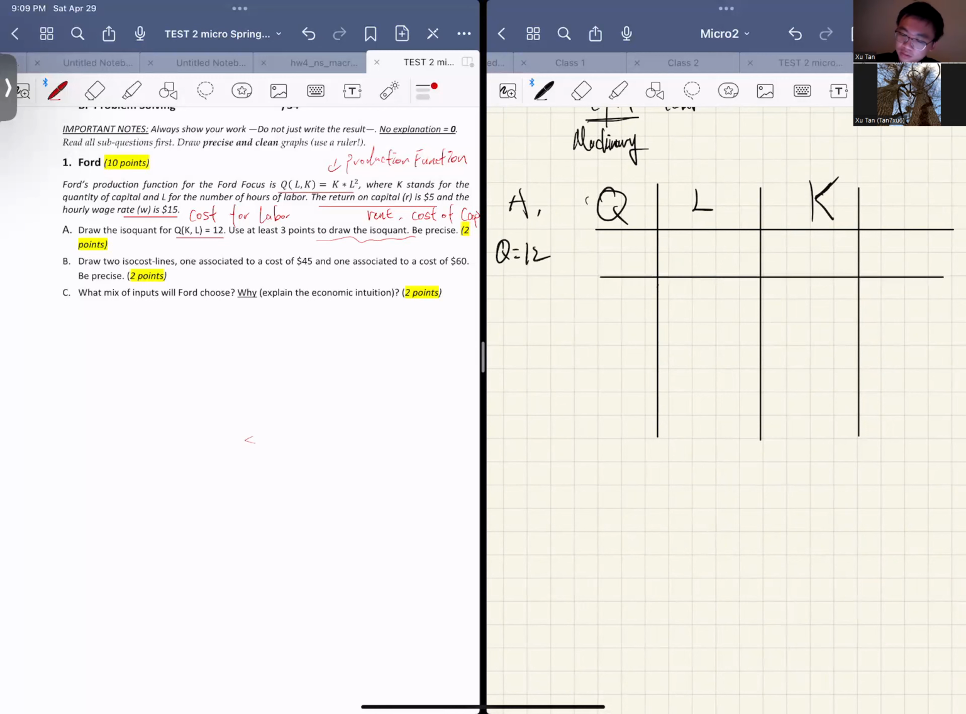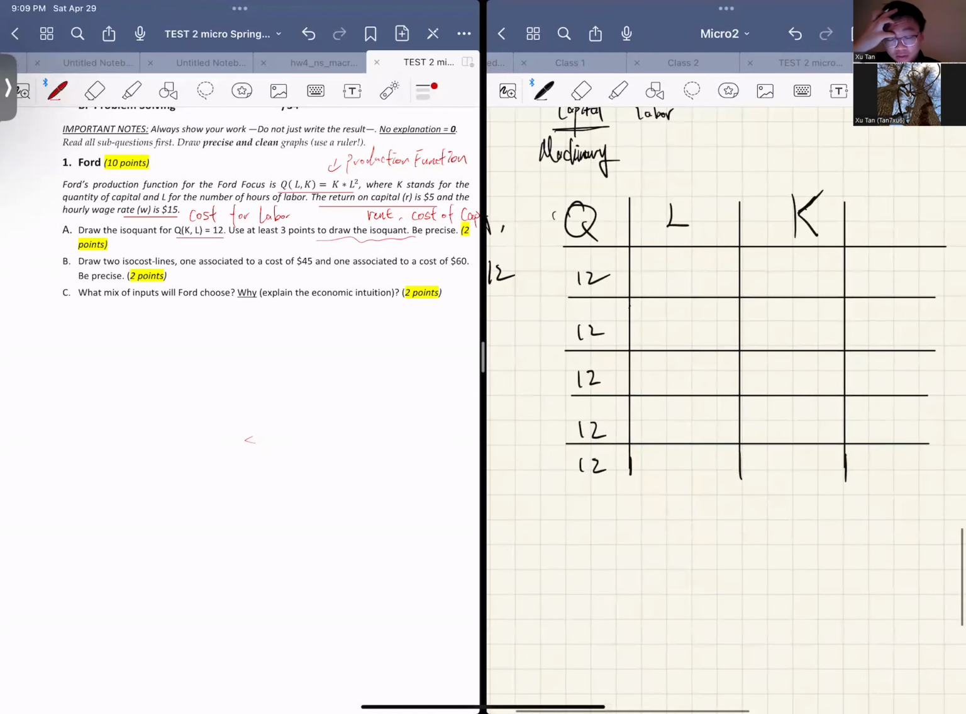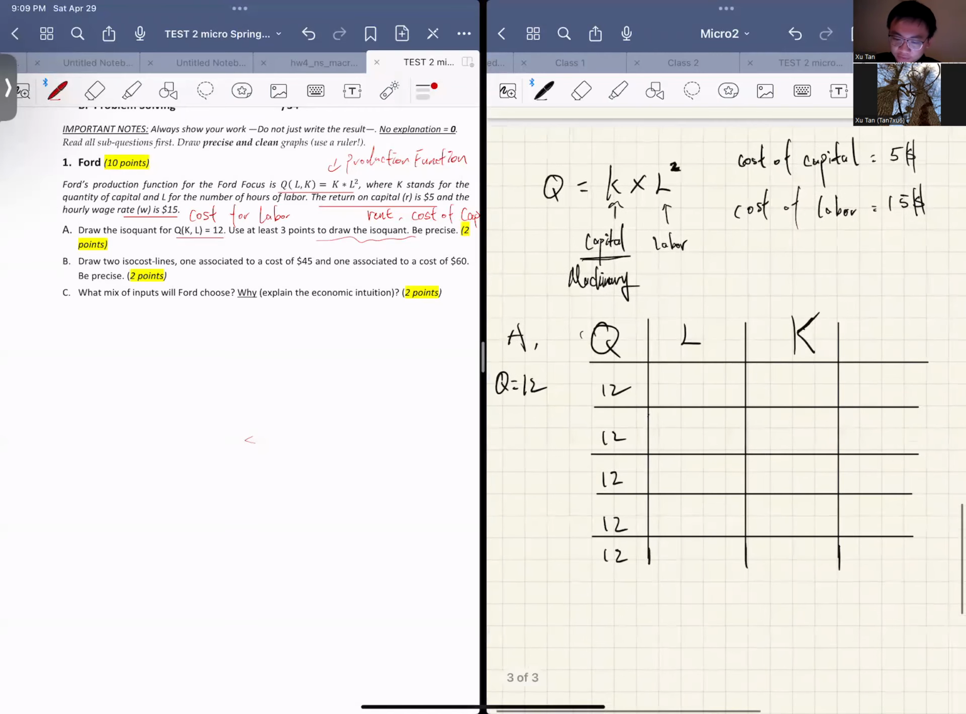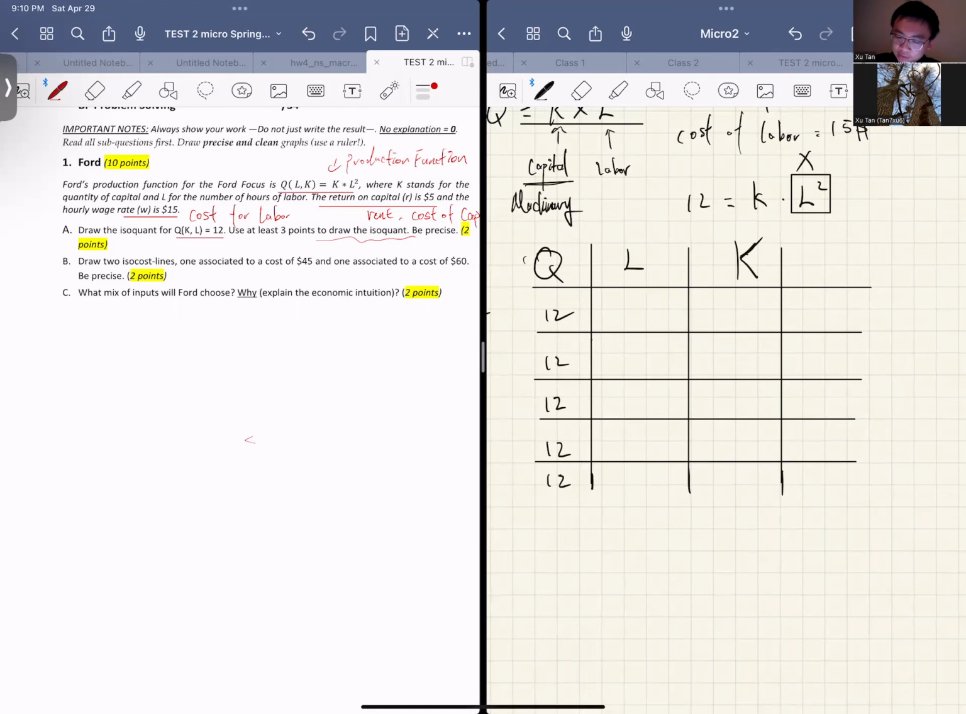So when we're drawing the isoquant, we want to keep the quantity the same and just change in different combination of labor and capital. Okay. So let's draw 4 points. I'm gonna draw 5. So we have this production function right here. So 12 equals K times L squared. So first, let's think about this labor as an x. So x times K equals 12.